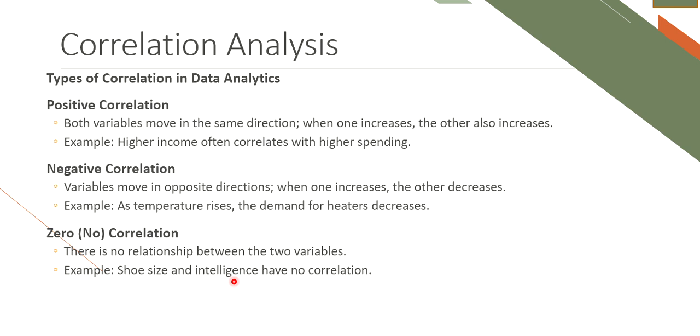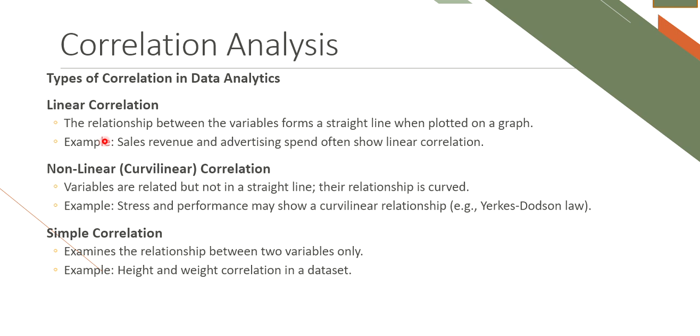They may ask you to explain the types of correlation for 5 marks. So you have to tell positive, negative, zero, and a few more we have, that is linear correlation. The relationship between the variables forms a straight line. When you plot a graph, it will be a straight line. For example, sales revenue and advertising spend often show linear correlation. Sales and advertisements show almost linear.